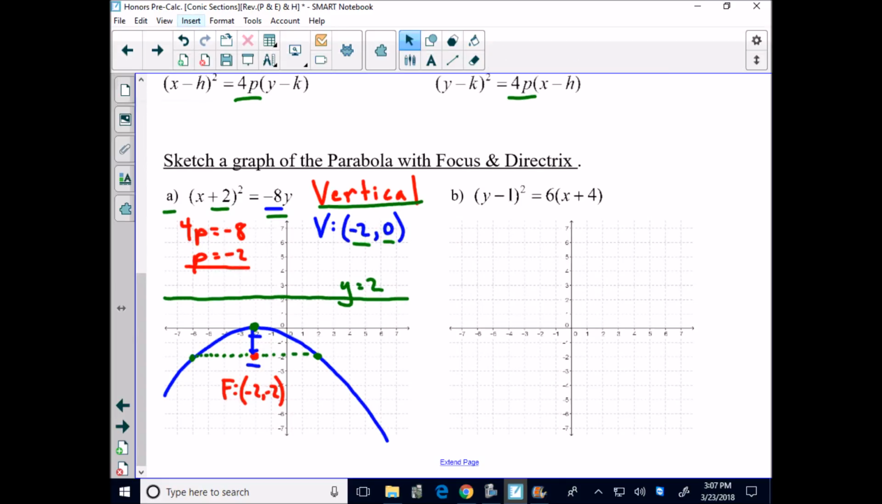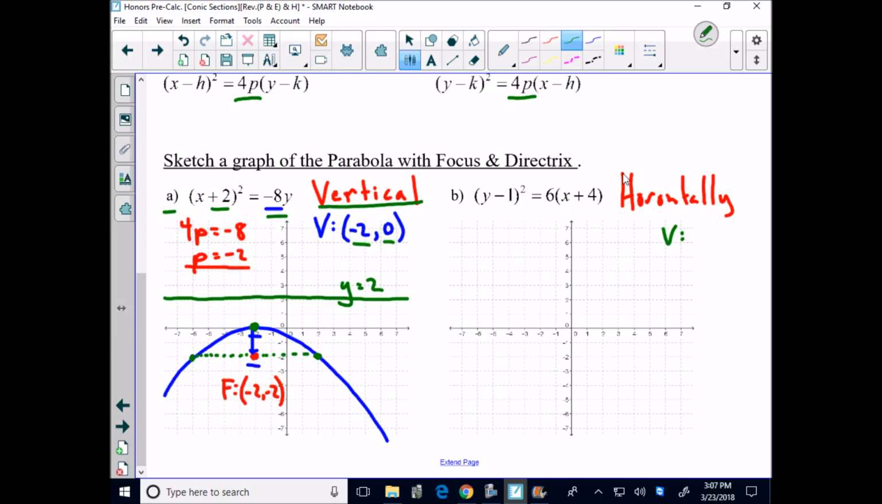Now, for example B, since it's the y expression that's being squared, we can see that our parabola will open horizontally. Right here, we can similarly pull the vertex pretty quickly from the equation of the parabola. Right here, we can say that since we're adding 4 to x, we know the x value of the vertex is going to be -4, and since we're subtracting 1 from y, we know the y value of the vertex is going to be 1, so we've got a vertex of -4, 1 right there.